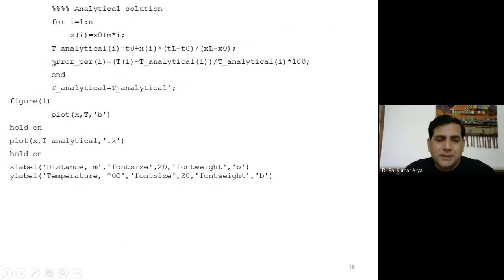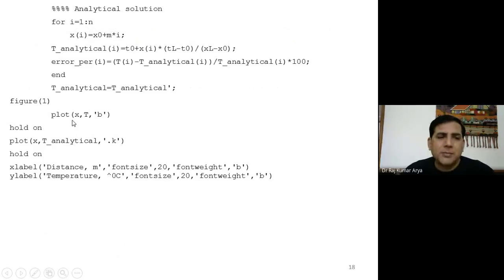After that, you have your analytical solution also. So the analytical solution is generated from here, and after that you get the analytical temperature from here. Based on the analytical solution, you have calculated your percentage error. This is T calculated by your program previously, and this is T calculated by the analytical one, divided by the analytical one. You have calculated the percentage error here. Okay.